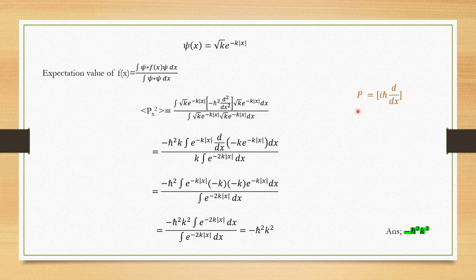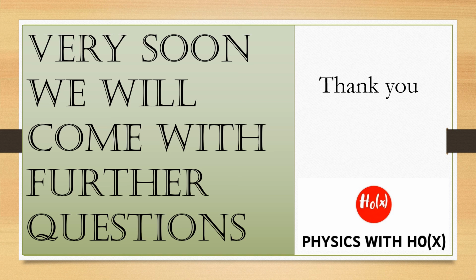And again we know that the p value is -iħ d/dx. So p² will be -ħ² d²/dx². So by solving it, we can find that the expectation value of px² will be -ħ²k². I hope you all enjoyed this session.